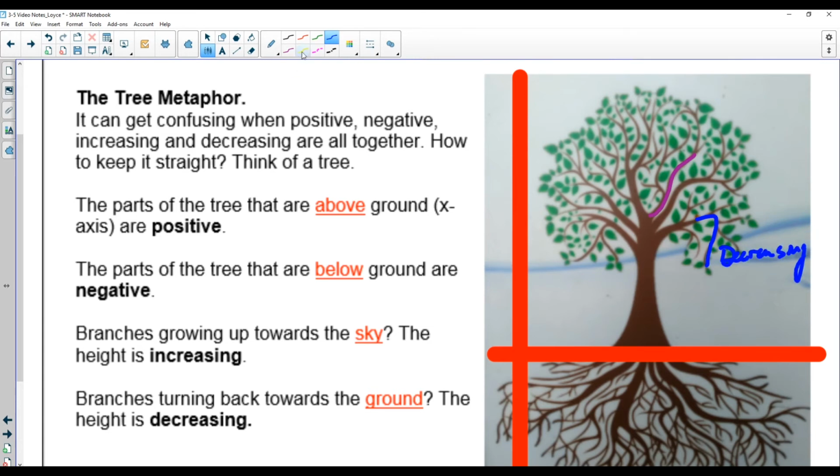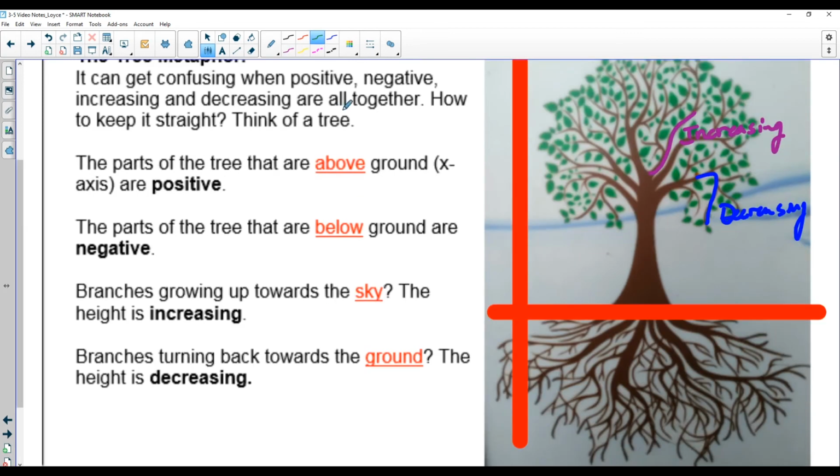Okay, so increasing means it's getting higher. It's growing up. Decreasing means for some strange reason it's growing down and getting lower. A function is considered positive when it is above the ground or above that x-axis. It is considered negative when it is below the ground or below that x-axis. All right, that's my wonderful metaphor. I think it's powerful. Hopefully it helps you keep things straight.